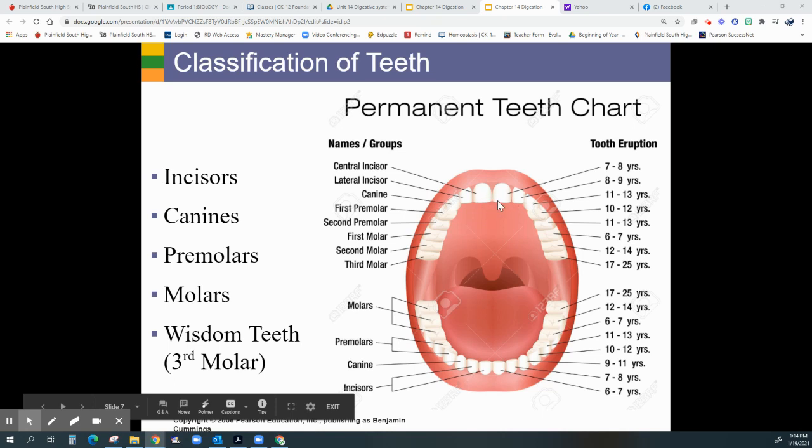So incisors, permanent ones, show up somewhere between 7 to 8 years of age. Canines show up about 8 to 9 years of age. Those premolars are anywhere from 11 all the way up to about 12 years of age. All right. Your first set of permanent molars start to show up around 6 to 7 years old, and then 12 to 14. And then again, like I said, 17 to 25 is about when those wisdom teeth, those last set of molars, come in. Okay.